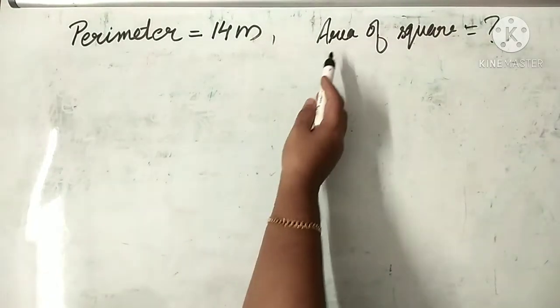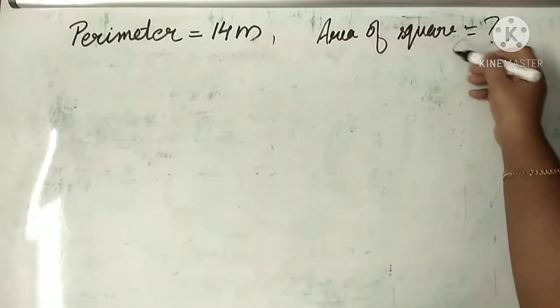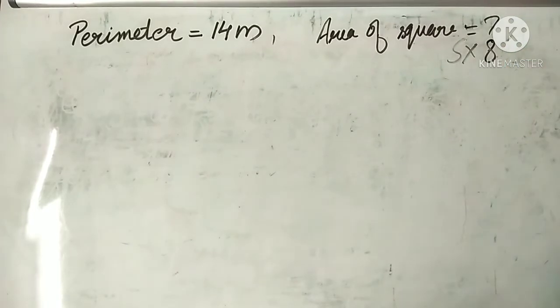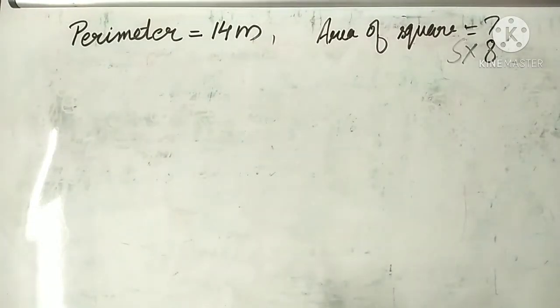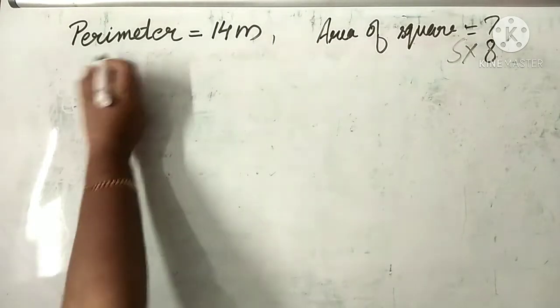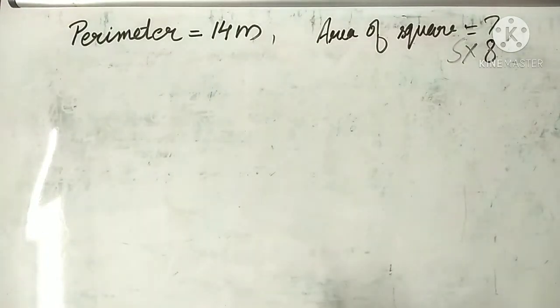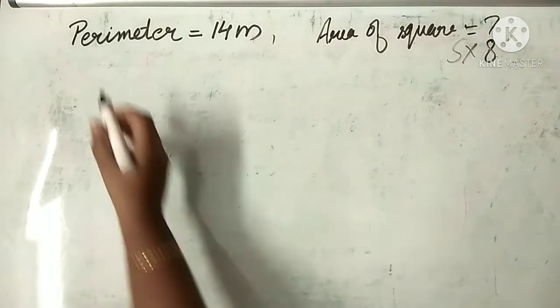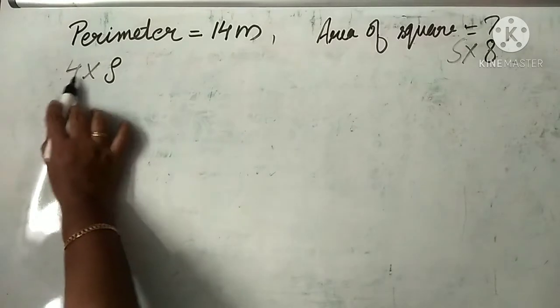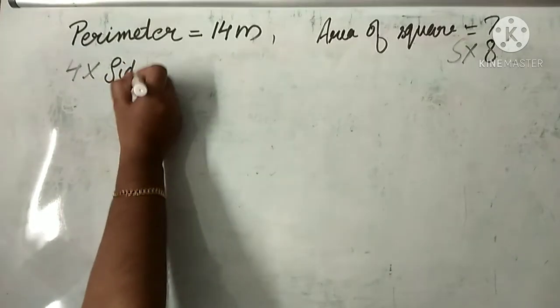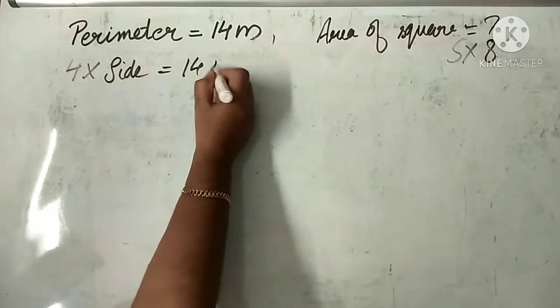We know that area of the square is equal to side into side. So we have to find what is the measure of one side. From this we are going to find the measurement of one side. Perimeter is the sum of the length of all the sides. So we can say that 4 into side, 4 times side, is equal to 14 meter.